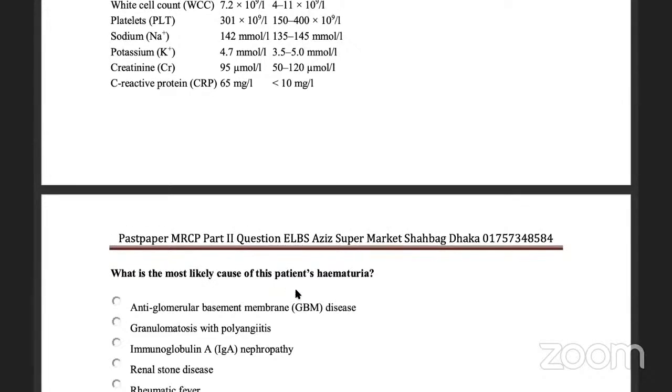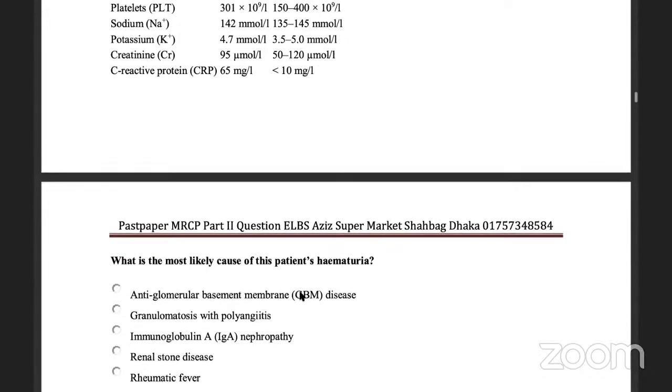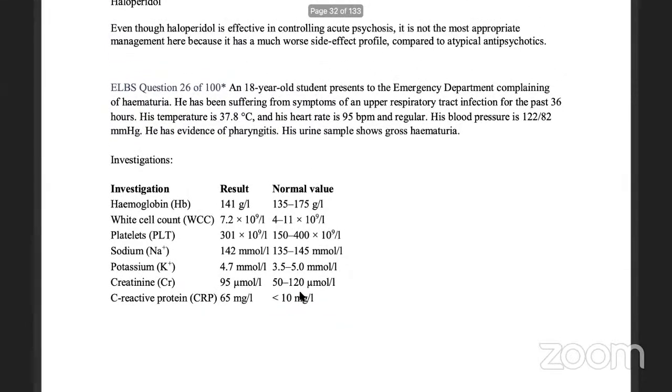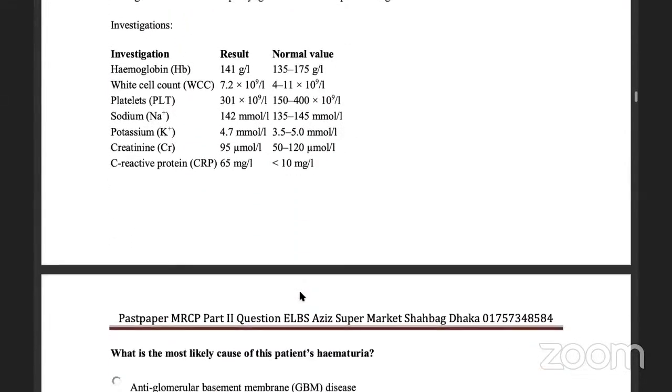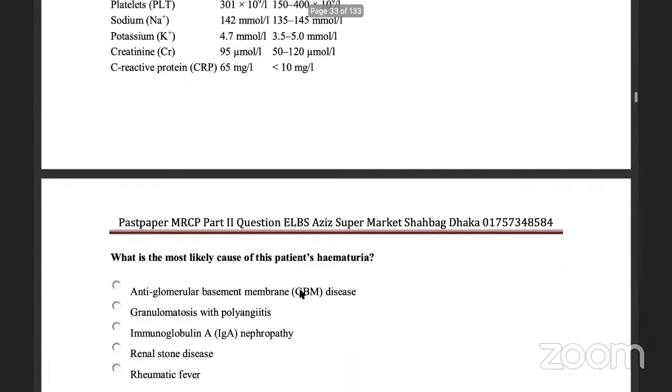What is the most likely cause in this patient? Hematuria. Okay. An 18-year-old student presents to the ED complaining of hematuria. He has been suffering from symptoms of upper respiratory tract infection for 36 hours. So IgA.